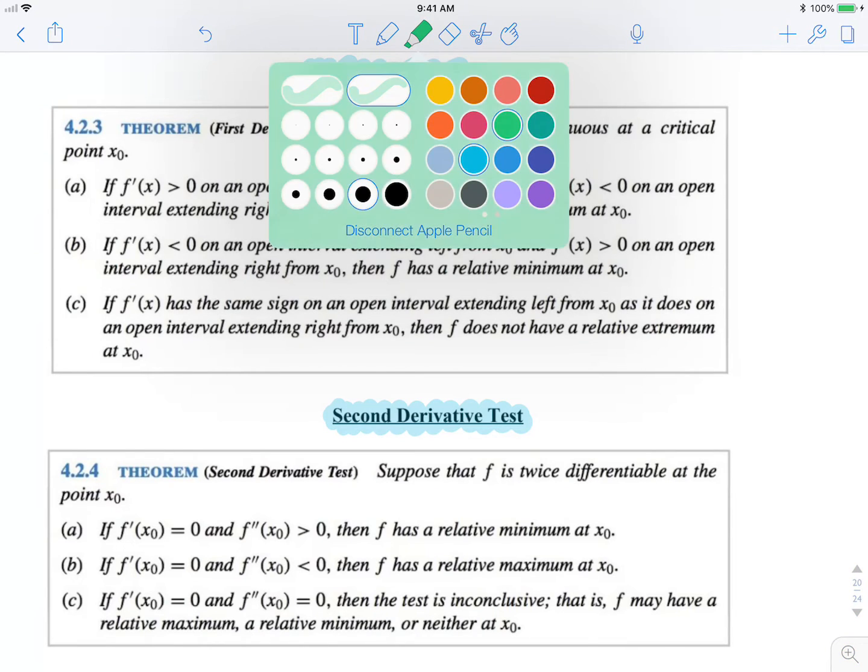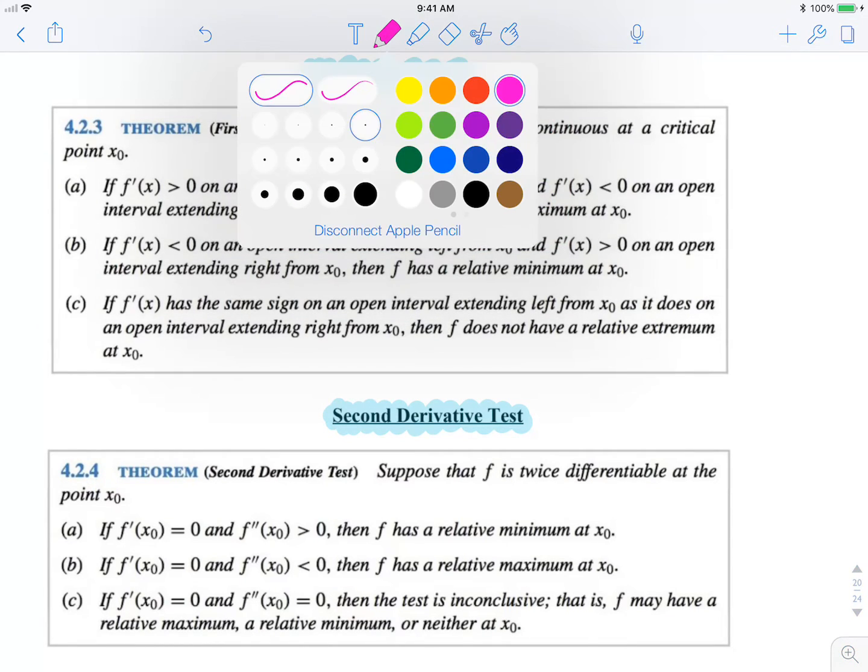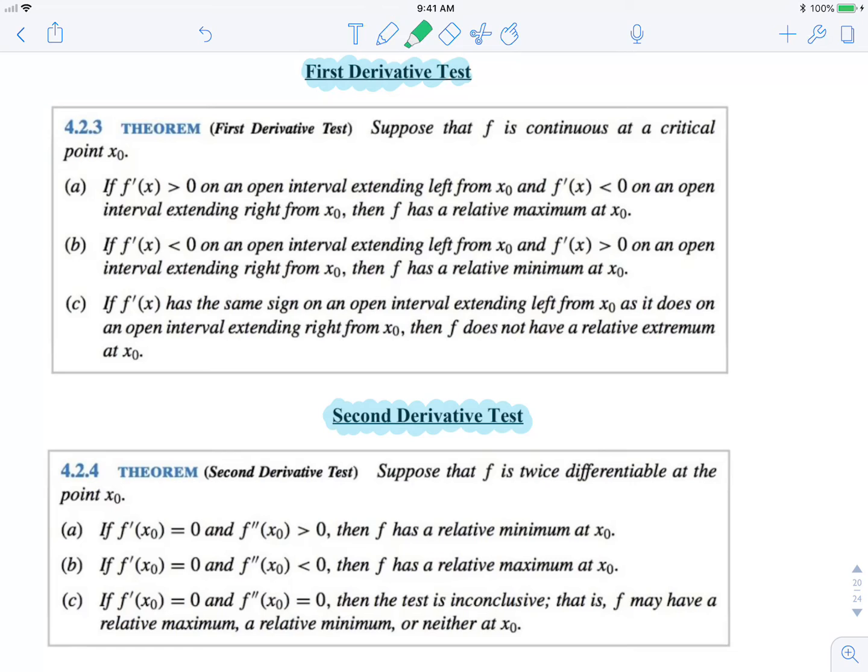So we want to keep in mind for the first one, it states that if f prime of x is greater than 0 on the left of x naught, and f prime of x is less than 0 on the right of x naught, then there is a relative max. You have to think about that. It's greater than 0, so it's increasing, and then it's less than 0, so it's decreasing. So then there has to be a max there.